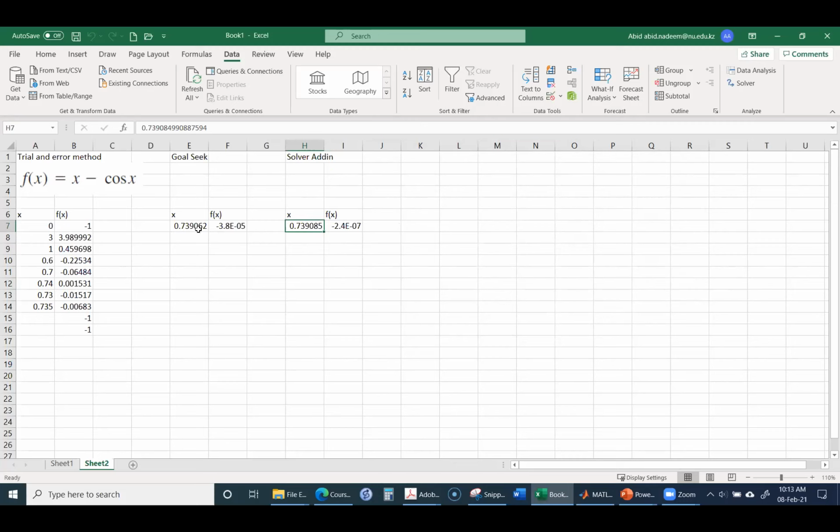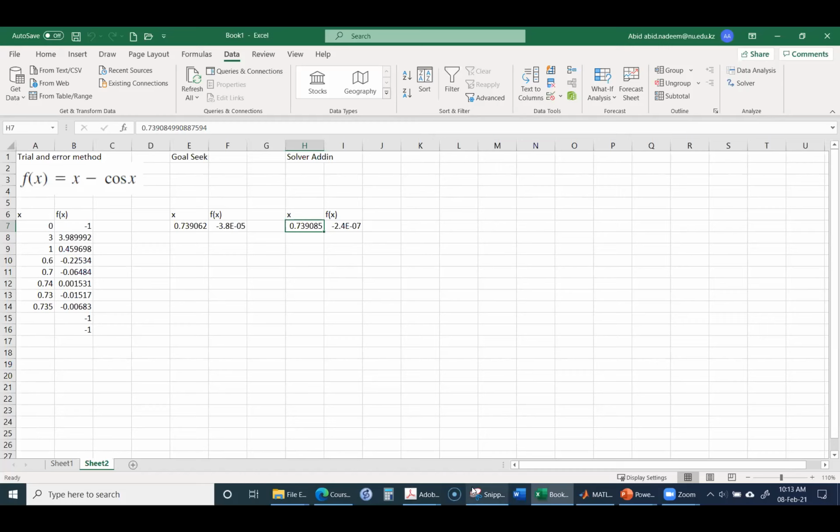Here you can see that there is a difference between these values. Solver is providing more accurate results because the value is now 2.4 times 10 to the power minus 4, which is closer to 0 than this value. So with solver, we can sometimes obtain more accurate results. Okay, so this was one example with solver.